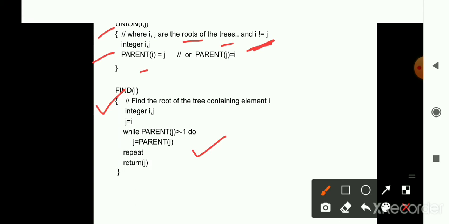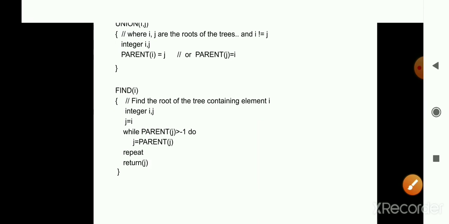Now what is find here? Here we are again going to find the root of the tree containing the element i. Now see, integers i and j are there. If i is equal to j, means here we are having a single parent, right? So when we have the single parent, here we are going to just add it in as a parent node and then we are going to return.